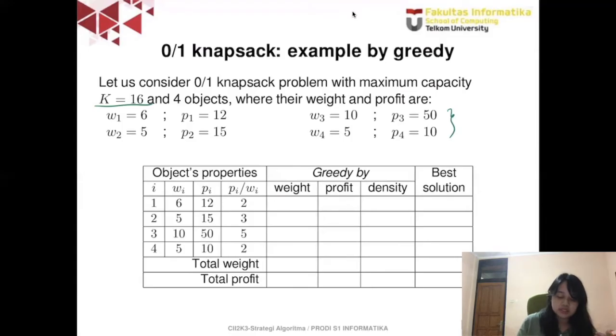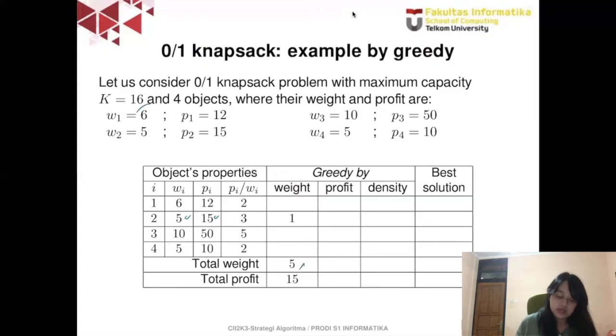The lightest items are items 2 and 4. You can choose anything between them. So let's say I choose the second item first, such that I have a total weight of 5 and a total profit of 15 from here. So I have the remaining capacity of 11.